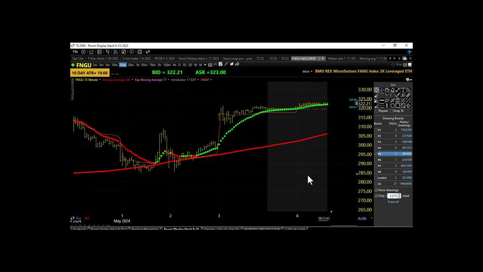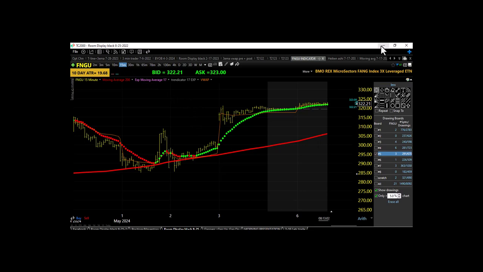Take a look at our FNGU indicator. This is Friday's price action, gapped up, consolidated to the right. You can see it's green from the beginning of the day to the end of the day and well into the post-market and the pre-market. Just grinding higher there. So there's FNGU.